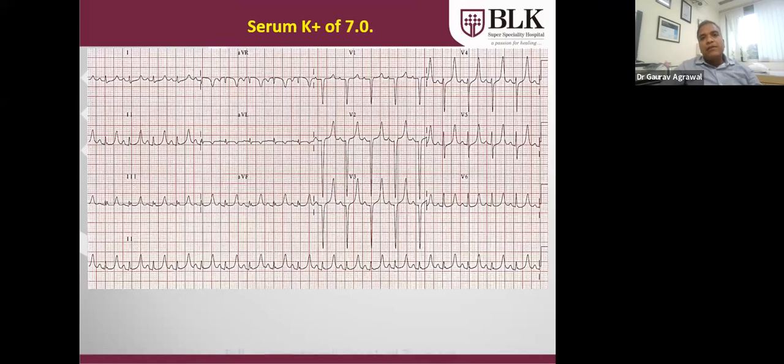This is a potassium of 7. You can see here a tall symmetrical T wave. You can see here it is almost equal to the QRS. Here you can see the QRS.